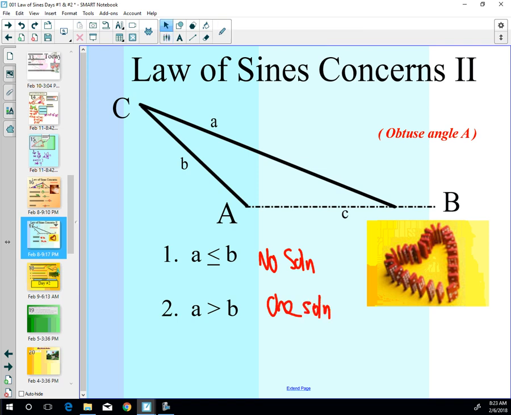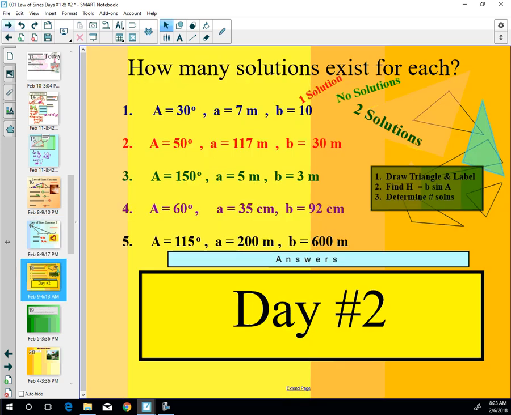So I like the obtuse. That's easy. It's either less than B, too short to make a triangle, or if it's greater than B, 1 solution. So that's good. All right, here we go.